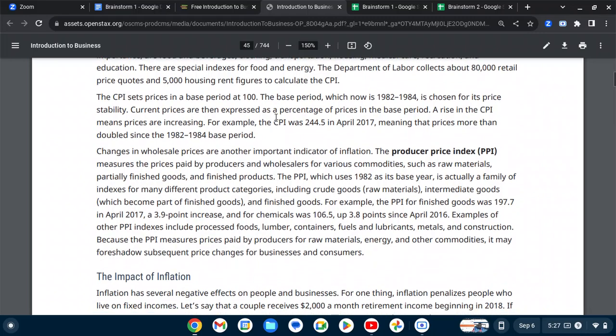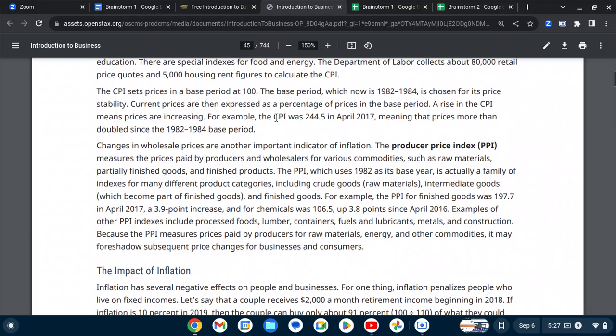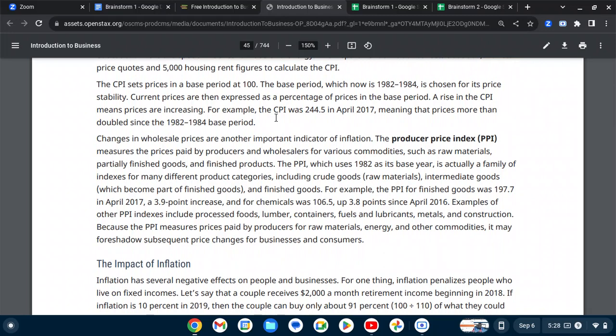The Department of Labor collects about 80,000 retail price quotes and 5,000 housing rent figures to calculate the CPI. The CPI sets prices in a base period at 100. The base period, which now is 1982 to 1984, is chosen for its price stability. Current prices are then expressed as a percentage of prices in the base period. A rise in the CPI means prices are increasing. For example, the CPI was 244.5 in April 2017, meaning that prices more than doubled since the 1982-1984 base period.